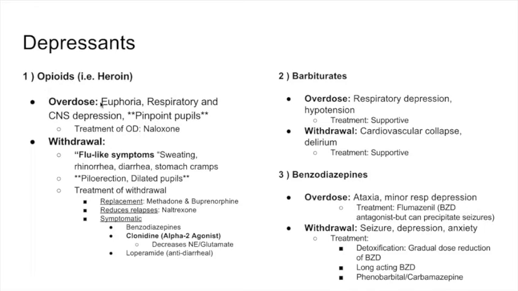So overdose of heroin or opioids in general is very classic. You get euphoria, but the classic signs are respiratory depression, CNS depression, and pinpoint pupils. This is like the triad. It's very important to recognize this triad. I think the one that will pop up on the test, they'll give you all of this, but it's really important to understand the pinpoint pupils.